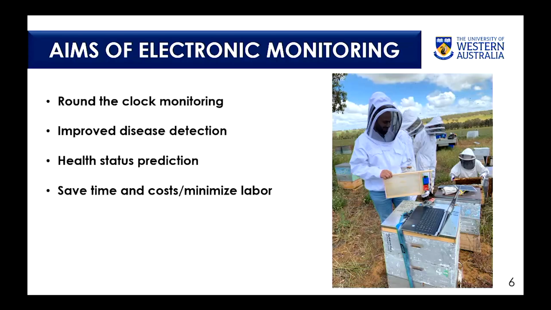Then we have health status prediction, where we can use some machine learning algorithms to predict what is going to happen in the future. And the most important part is we want to save the time and cost for the beekeeper, because the beekeeper in the end is running a business. If I sell him a monitoring system which is $1,000, he will not buy it because it does not fit into his business model. He wants an electronic monitoring system which is as low cost as possible and saves him time and labor. Only when he sees this benefit, he will buy the system. Otherwise, that system is of no use.